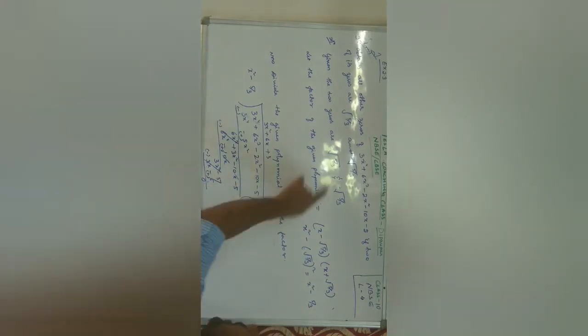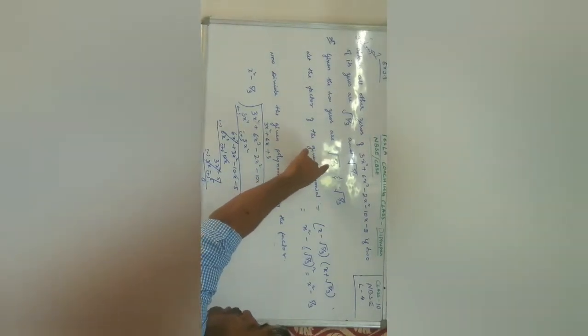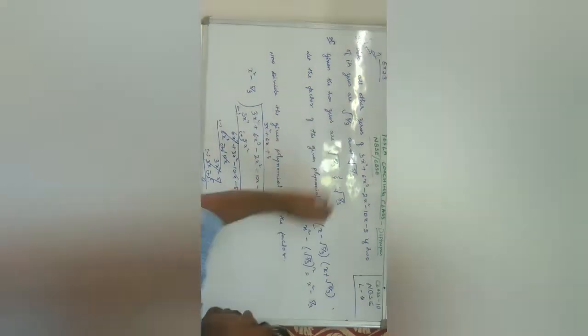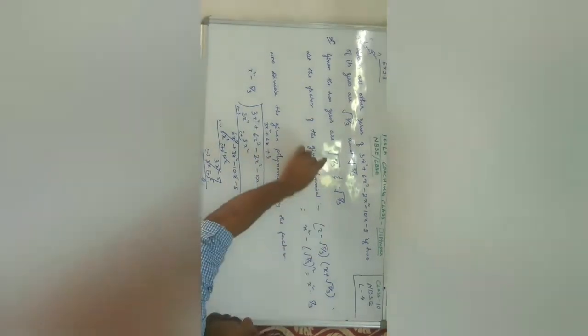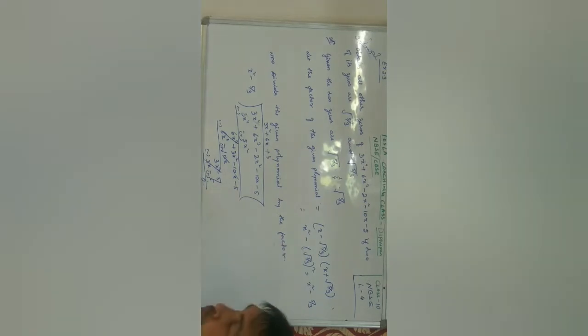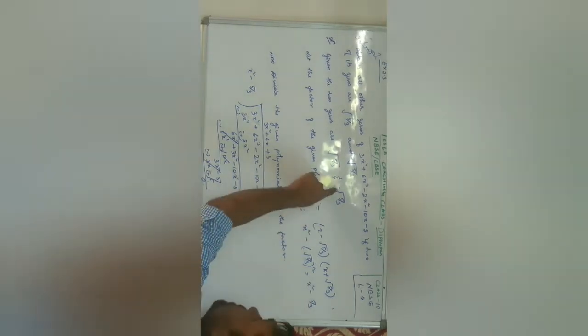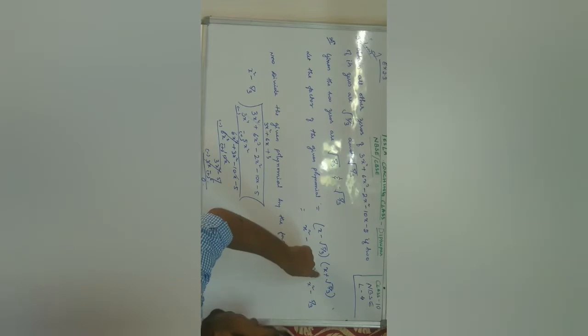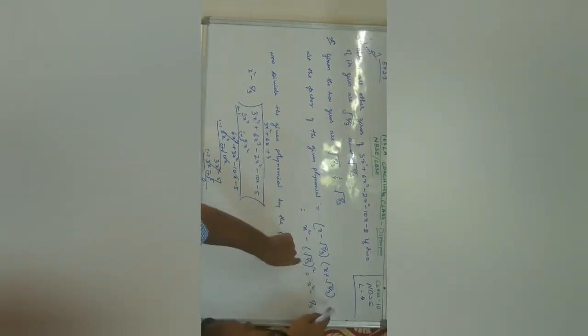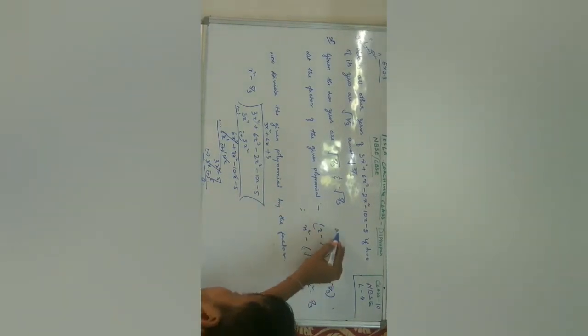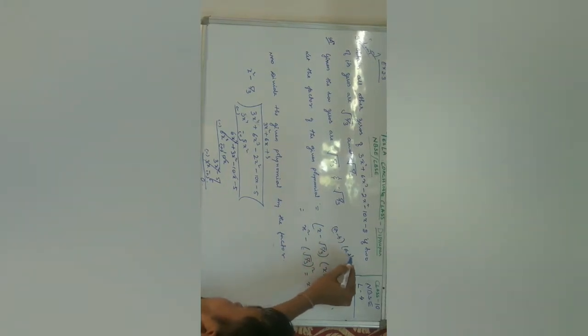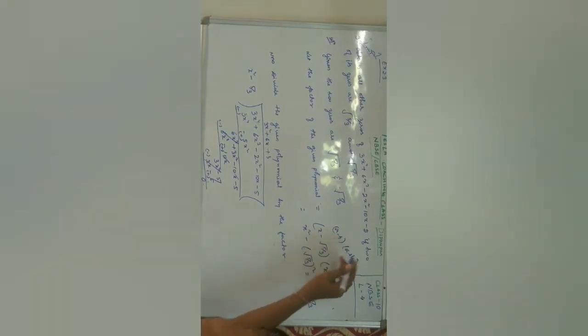Here it is given root over 5/3. So whatever zero is given, you write x minus that zero. The first zero is root over 5/3, so x minus root over 5/3. Next, into x minus the second zero, which is minus root over 5/3; minus into minus becomes plus, so we write x plus root over 5/3. I hope it is clear. Next step, we use the formula a minus b into a plus b. I hope every one of you knows that formula.